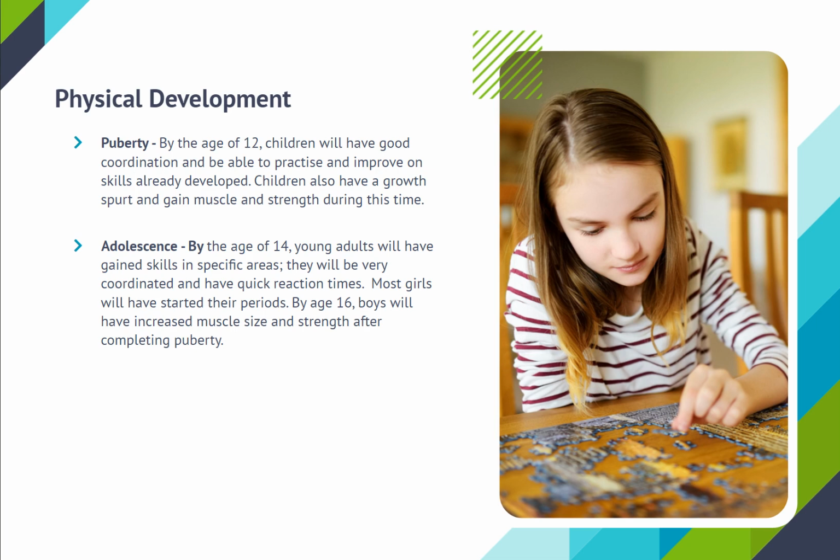Adolescence. By the age of 14, young adults will have gained skills in specific areas. They will be very coordinated and have quick reaction times. Most girls will have started their periods. By age 16, boys will have increased muscle size and strength after completing puberty.